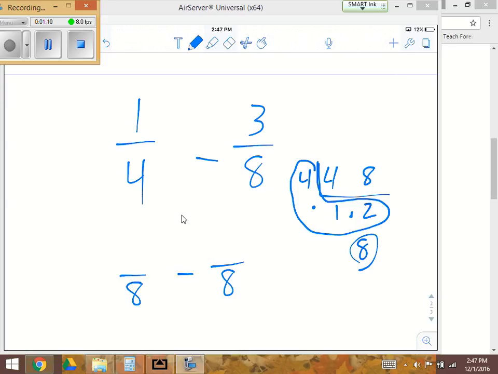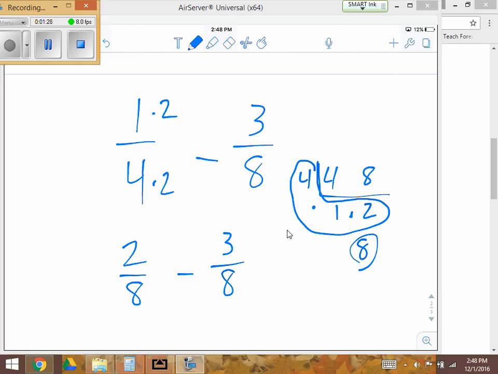Bring your subtraction symbol down. Now, again, what did I do to the 4 to make it 8? Well, I multiplied by 2. So do the same thing to the numerator. And 2 times 1 is 2. Now, over here, I didn't really do anything to the 8. So that means I'm just going to bring the 3 down.